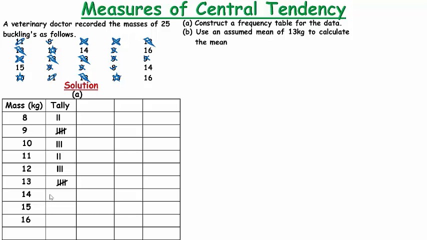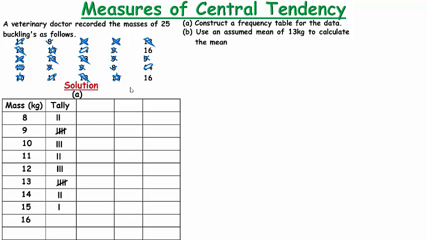And then I move to 14. None in the 1st column, none in the 2nd, 1 in the 3rd. So I'll mark 1 under the tally. And then the 5th column, I have 1 more. I'll add it up to this to make it 2. So 2 bucklings weigh 14 kilograms each. Okay, I move on to 15. I have 1 in the 1st column, and that's all. So I'll just have 1 under my tally. So only 1 buckling weighs 15 kilograms.